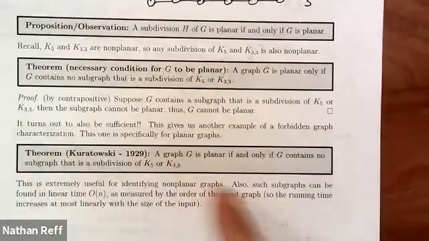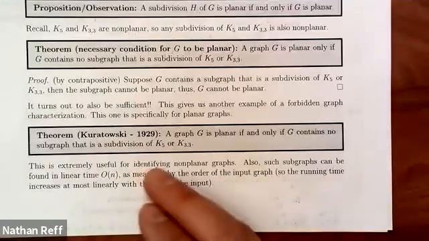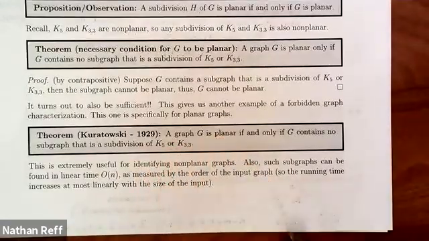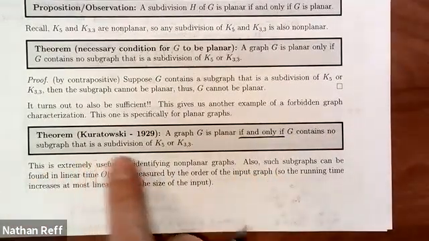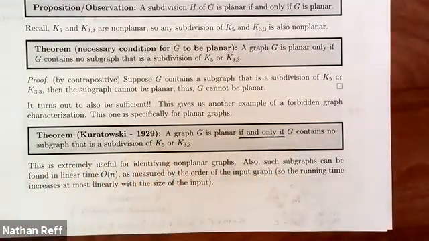Okay, but what's amazing is that that's also a sufficient condition. So a graph G is actually planar if and only if G contains no subgraph that is a subdivision of K5 or K33.